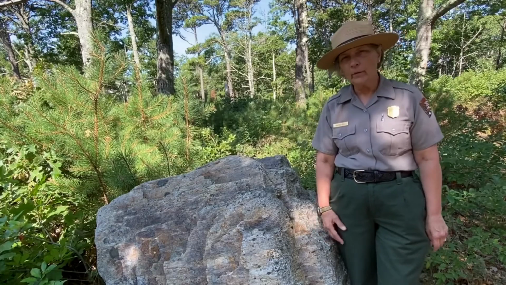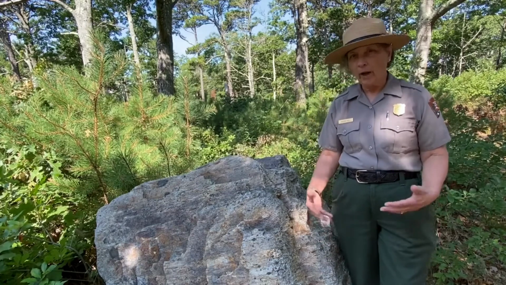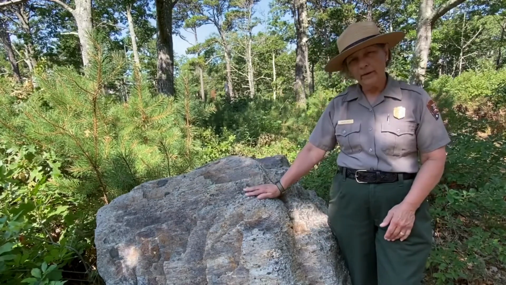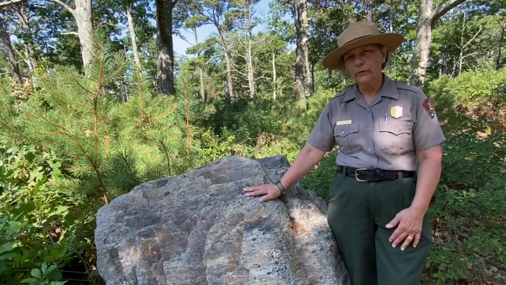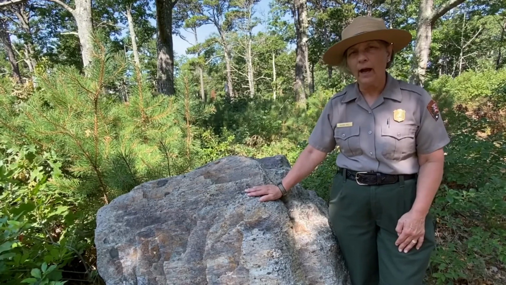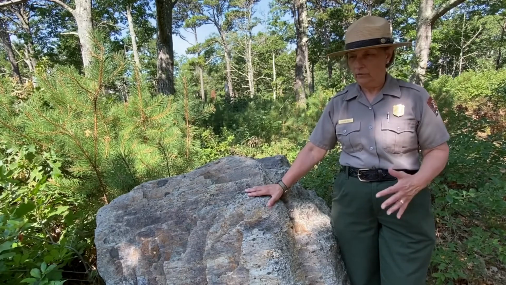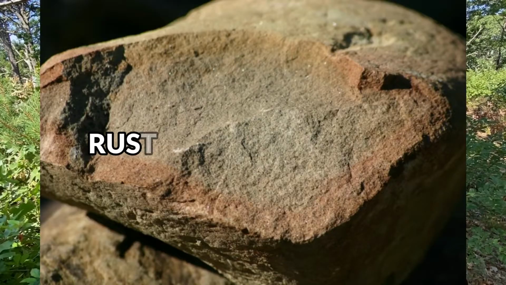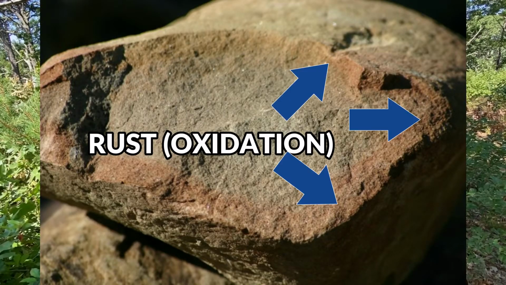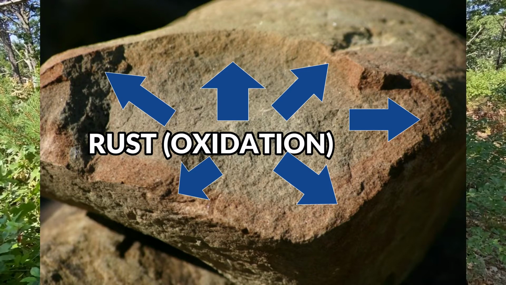Another form of chemical weathering is actually rust. Some rocks are made out of a bunch of different minerals, and some of those minerals can contain iron. And when iron is exposed to oxygen, it turns into ferrous oxide or rust. And we can see that in this rock where the little orange patches are. That's an indication that there's an iron-containing mineral in this rock.